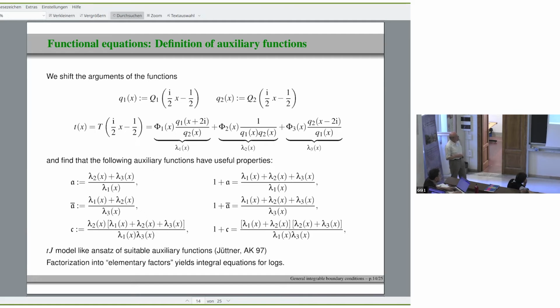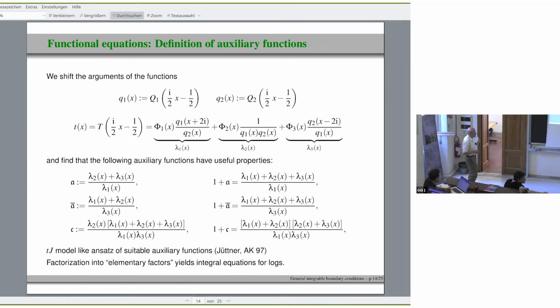It happens that if you introduce these combinations of those functions, you can set up a closed set of nonlinear integral equations. On the left-hand side will be logs of these functions. On the right-hand side, logs of 1 plus a bar, 1 plus c. And you see these combinations have been chosen such that the factorization of 1 plus a, etc., is also in terms of factors that appear on the left-hand side.